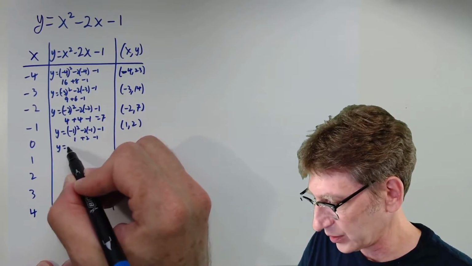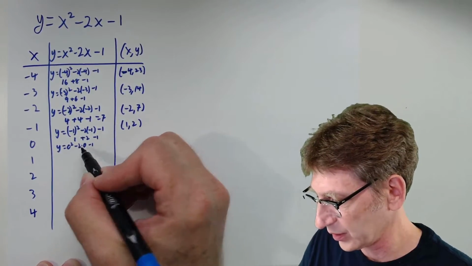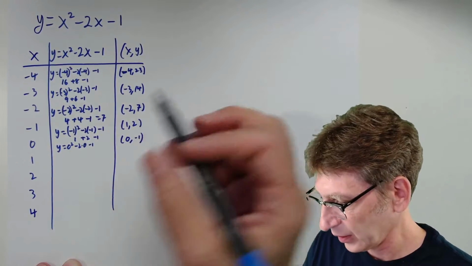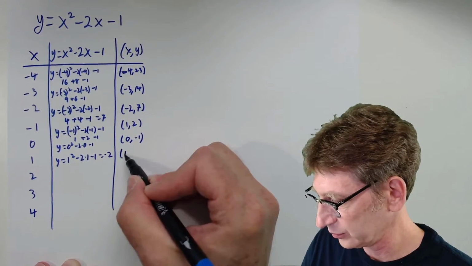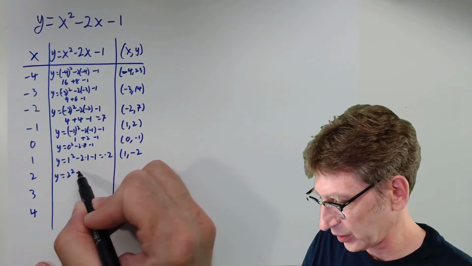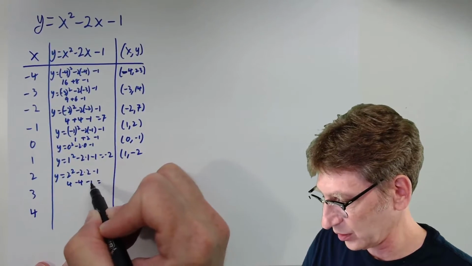Let's see. If I plug in 0, 0 squared minus 2 times 0 minus 1. 0 minus 0 minus 1. -1. And 1, y equals 1 squared minus 2 times 1 minus 1. 1 minus 2 minus 1. -2. And with 2, 2 squared minus 2 times 2 minus 1. 4 minus 4 minus 1. 4 minus 4, 0 minus 1.